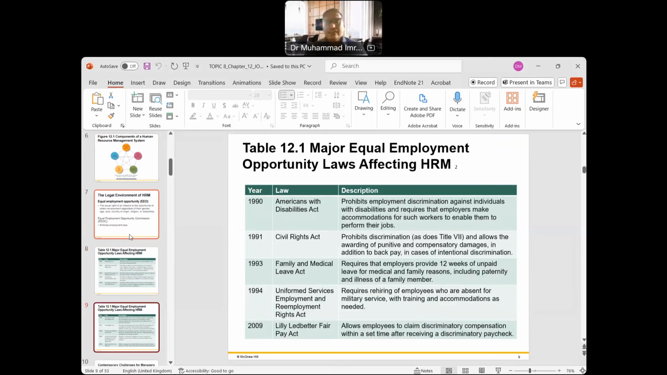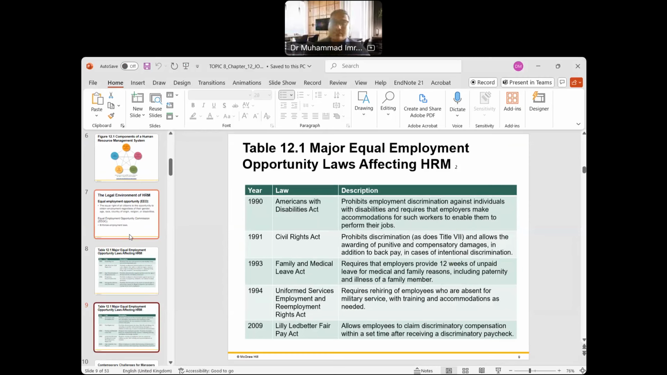Okay, another one is the 1990 Americans with Disabilities Act. Yes, they have a special act for disabled persons. They should not be discriminated against. Maybe someone cannot see, someone cannot walk, cannot hear, or cannot speak properly. Those are some examples of disabled persons.